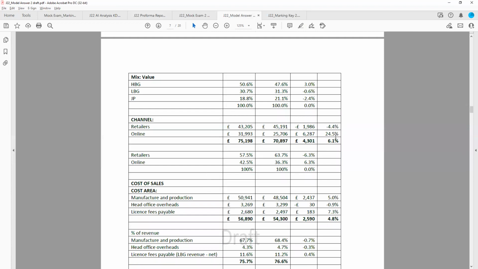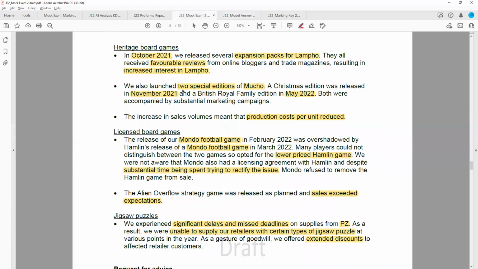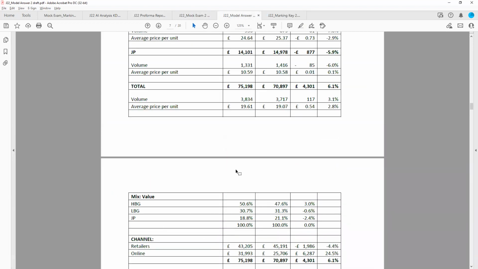And then we've got the channel. So you can see retailers have continued to decline. Online has continued to increase, and online is really increasing its share there. So you'd expect that to have a positive impact on the margin. Remember, these sales are at a higher profit margin because there isn't the retailer discount, although we do know the discount has gone up slightly on jigsaw puzzles. So you can kind of see the numbers there.